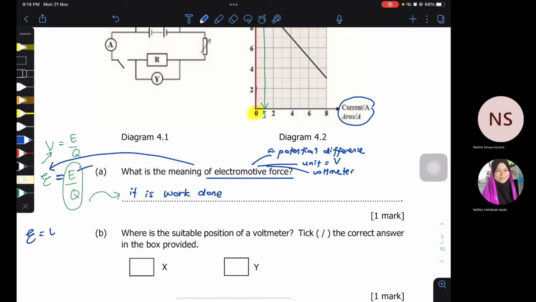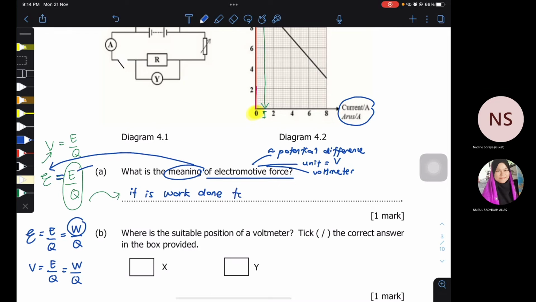Epsilon sama dengan E over Q. Sama juga dengan work done over Q. Ataupun V sama dengan energy over Q. Sama juga dengan work done over Q. Jadi work done. So kita for definition, kita ambil work done. So work done of what?